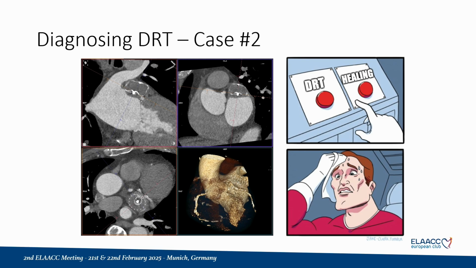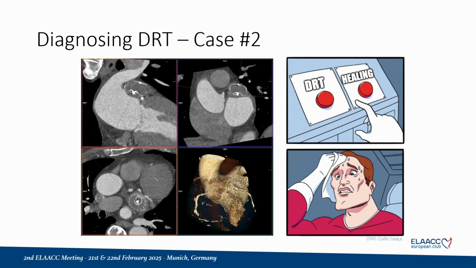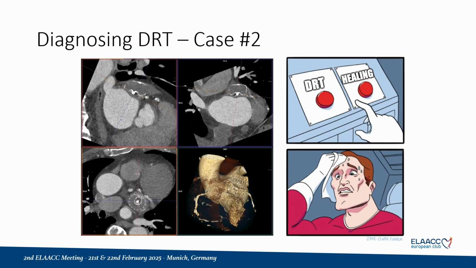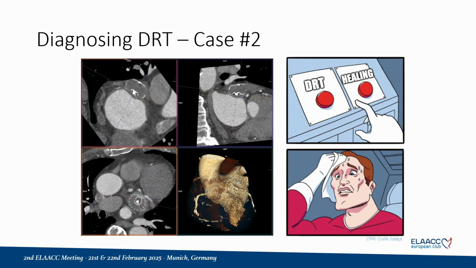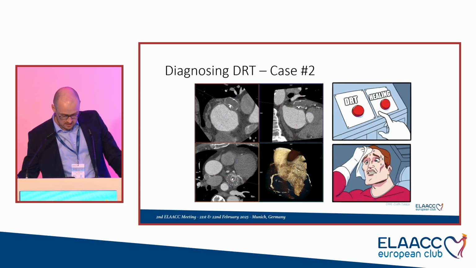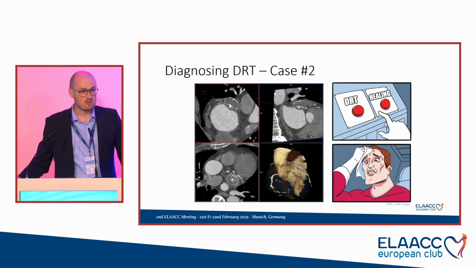In the second case, where we were also in doubt, you see there is a hyperattenuated mass on the surface of the device. It's rather thick, but it appears to have a smooth surface and continuation onto the atrial wall. And in this particular patient, and I think that's also important to recognize when diagnosing DRT, the patients we treat tend to be bleeders, and this patient had a very high risk of bleeding. So in this particular patient, we decided that this was likely healing, and we did not escalate the anticoagulation therapy.